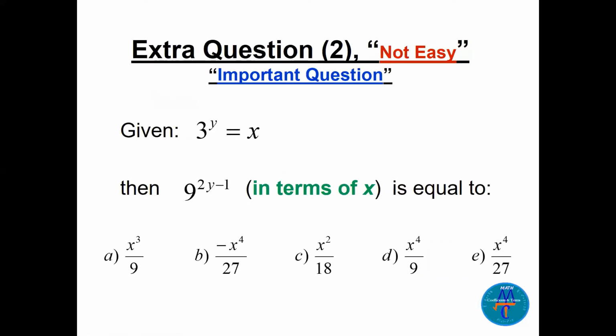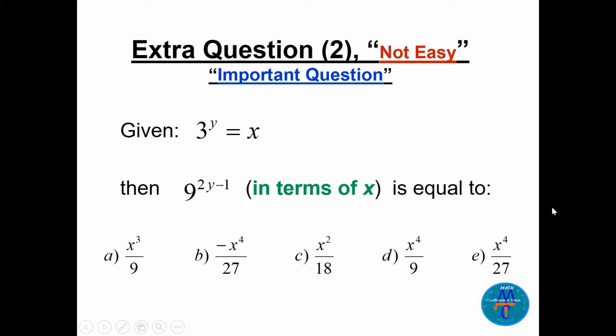Now, extra question number 2. Given, this is not easy question, 3 to the power y is equal to x. Find 9 to the power 2y minus 1 in terms of x. I give here as a multiple choice, A, B, C, D, E. The answer is one of these.